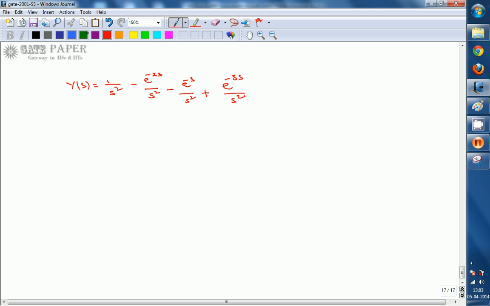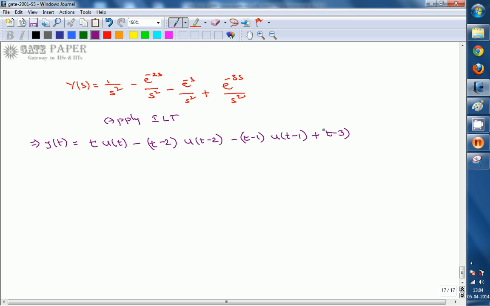Now by applying the inverse Laplace transform, y(t) becomes, as above said, t into u(t), minus (t minus 1) into u(t minus 1), minus (t minus 2) into u(t minus 2), plus (t minus 3) into u(t minus 3).